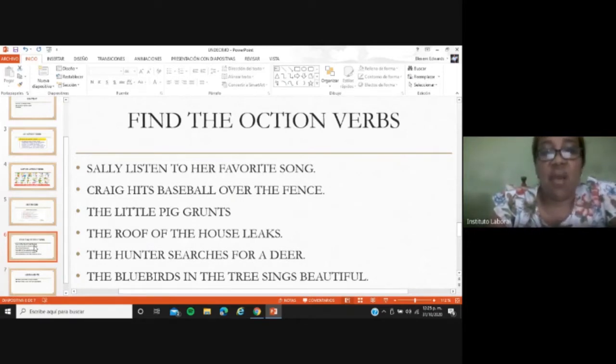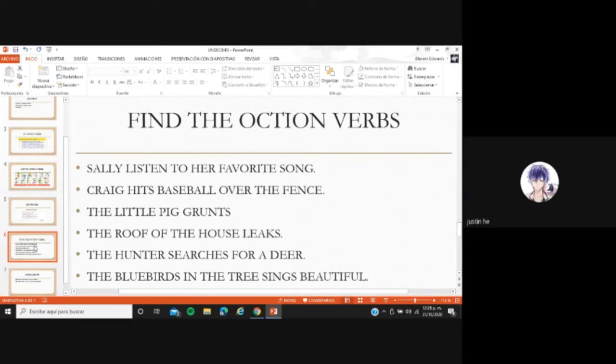Greg hit a baseball over the fence. Okay, which is the action verb in this sentence? Greg hits a baseball over the fence. Who can tell me which is the action verb? Hits, porque él golpeó la pelota, ¿verdad? Del otro lado de la cerca. The little pig grunts. Which is the action verb? Grunts. Okay.